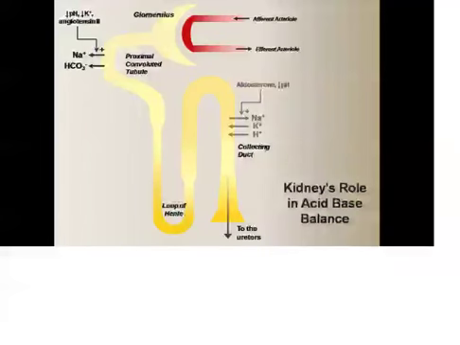Next, we have the collecting duct, where under the stimulus of either aldosterone or low pH, sodium is reabsorbed while potassium and hydrogen are excreted into the lumen. At the same location, under control of hypokalemia, potassium is reabsorbed in exchange for excretion of hydrogen.